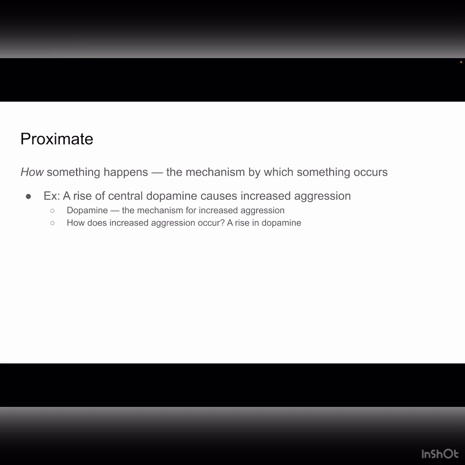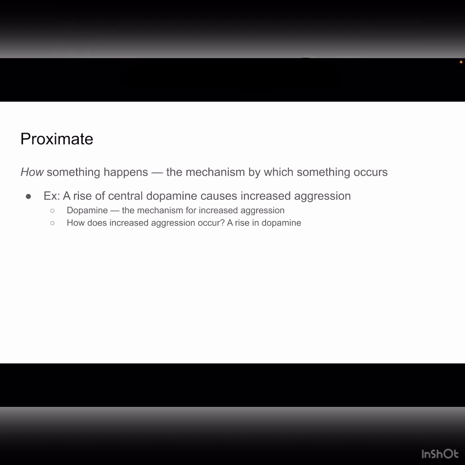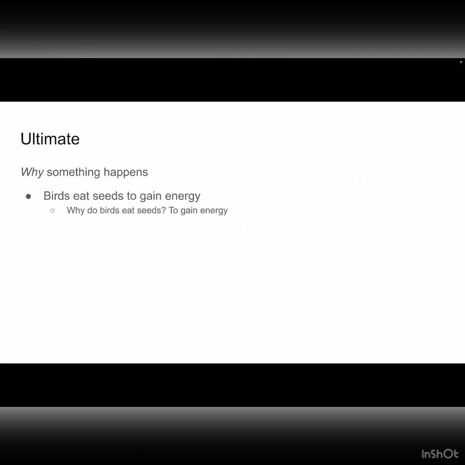Another way you could think about this is in terms of how versus why. We've already established that proximate causation is the how part of causation. So if the example answers how something occurs, then it's proximate. How is aggression increased? Well, we've been told that it's increased by a rise in central dopamine. This example provides a solution for how the outcome occurs. So, by this method, we still come back to the conclusion that this is an example of proximate causation.